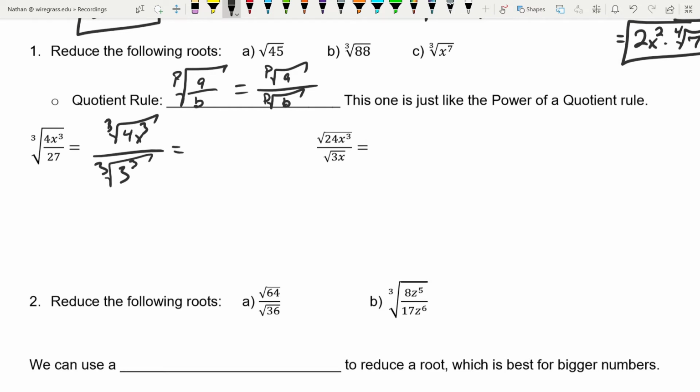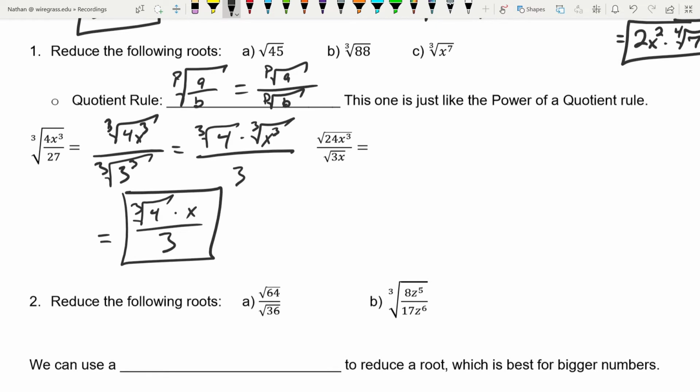On the top, I can use the product rule to split up the radical. And on bottom, the cube root of 3 cubed is just 3. Okay, now we have the cube root of 4 times x over 3. And that is simplified form.